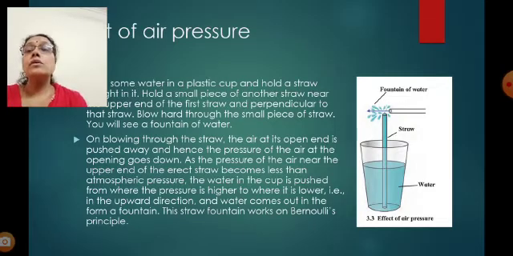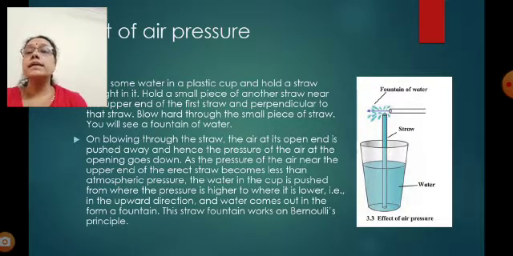One diagram is also shown. What is that? It is a small experiment, one activity you can do at home. Take some water in a plastic cup and hold a straw upright in it. Hold a small piece of another straw near the upper end of the first straw and perpendicular to that straw. Blow hard through the small piece of the straw. You will see a fountain of water.